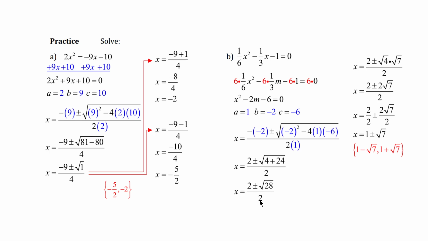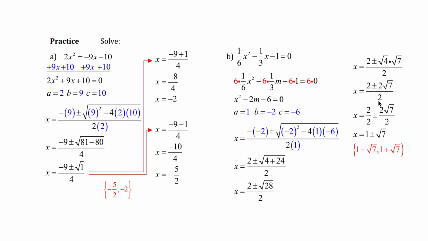From here, we could rewrite the square root of 28 as the square root of 4 times the square root of 7. So we have x equals 2 plus or minus the square root of 4 times the square root of 7 all over 2. From here, we could take the square root of 4, which is 2. So we have x equals 2 plus or minus 2 root 7 over 2.